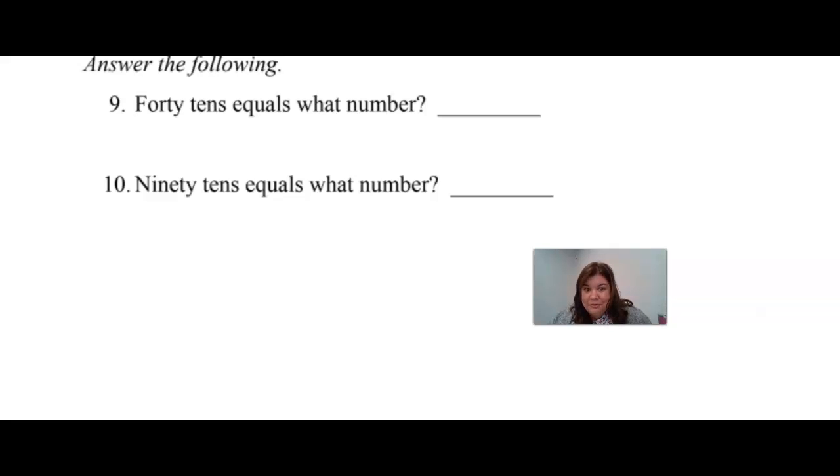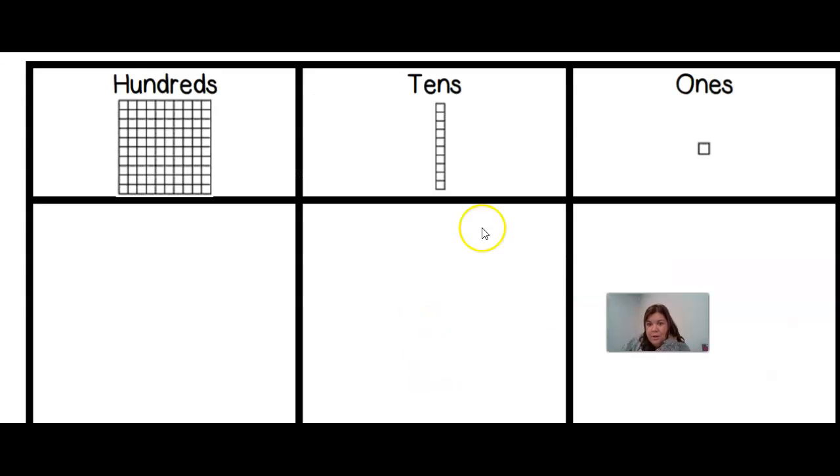Try a couple more before you go. 40 tens equals what number? Let's try on our place value chart. These are getting really hard. There's 40 of these tens. How many is in this one? There's 10 of them. And it says it has 40 in it. So let's see. Let's draw some things.